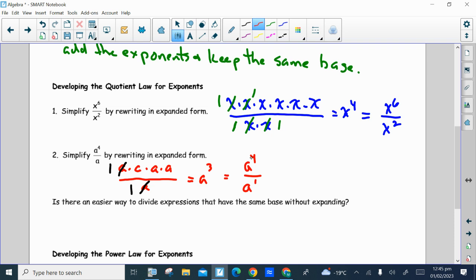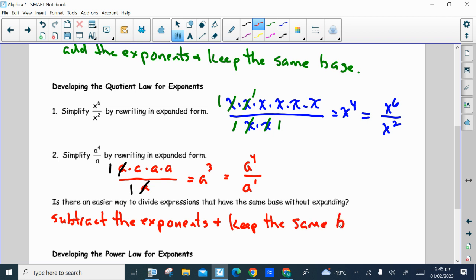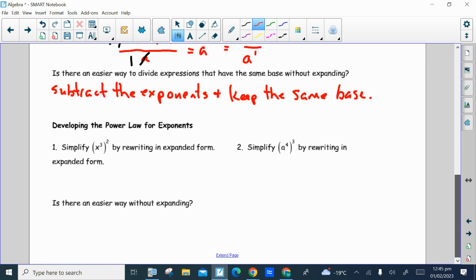For the second example, a to the fourth divided by a to the 1, subtract the exponents. 4 minus 1 is 3, and keep the same base. So again, the rule here is that we subtract the exponents and keep the same base. So that is the quotient law. Quotient means division. You're dividing powers with the same base.